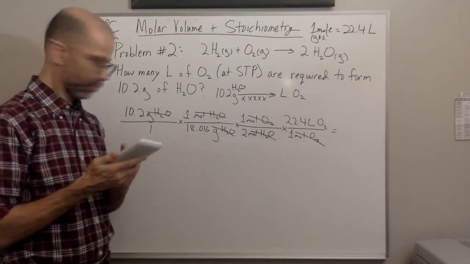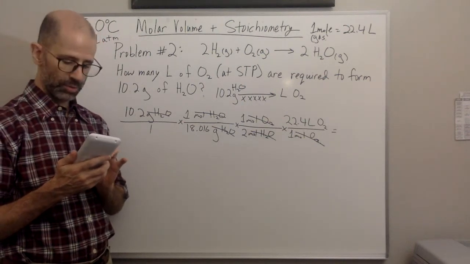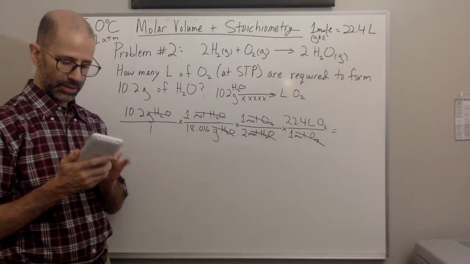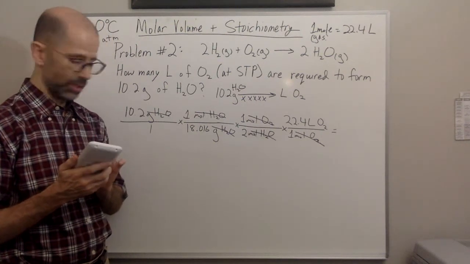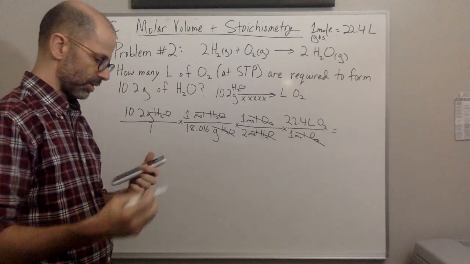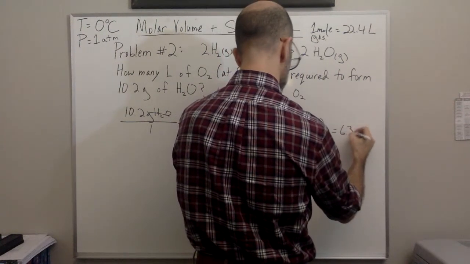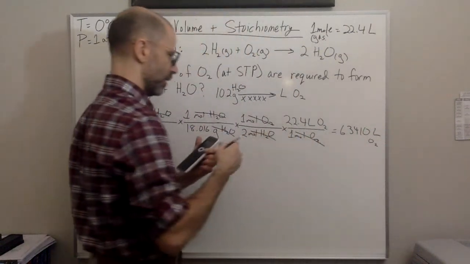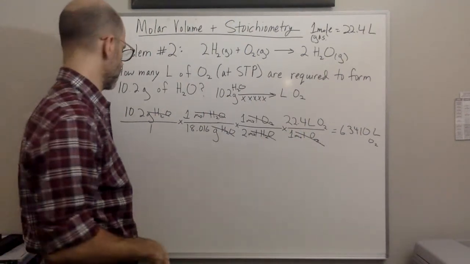So I'm going to take 10.2 times 1 times 1 times 22.4 divided by 18.016 divided by 2 equals, and I get 6.3410 liters of oxygen.